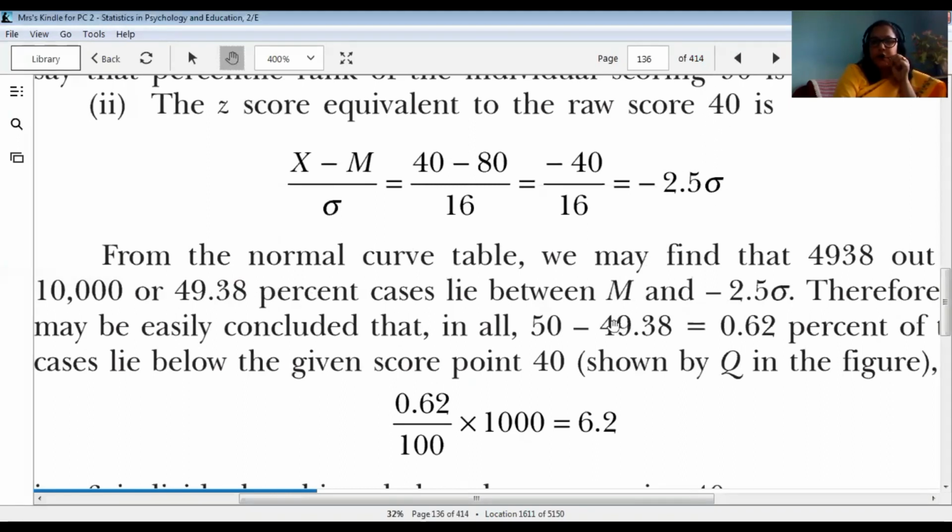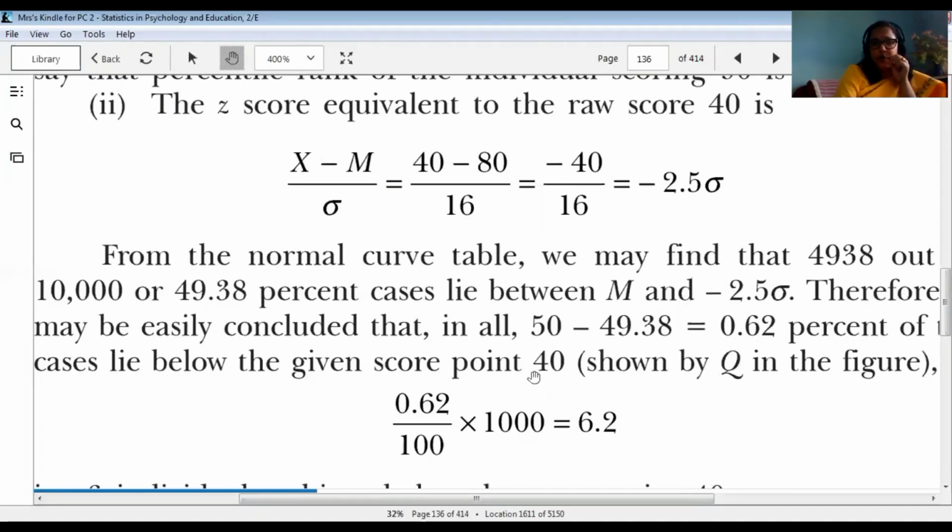Here you need to subtract 49.38 from 50. As we all have the concept of 50, as we know that 50% cases lie on both the sides of the mean. So here what we need to do is 50 minus 49.38 is equal to 0.62% cases lie below the given score point, which is 40.